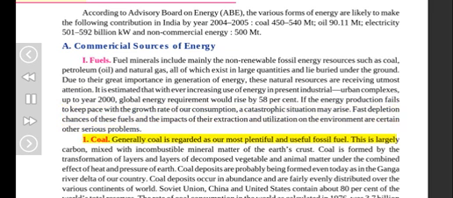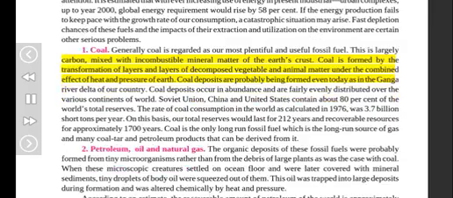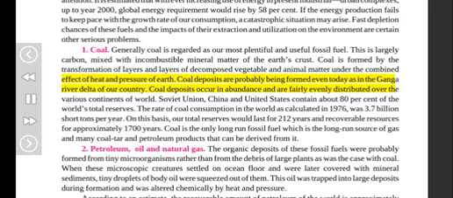1. Coal. Generally, coal is regarded as our most plentiful and useful fossil fuel. This is largely carbon, mixed with incombustible mineral matter of the Earth's crust. Coal is formed by the transformation of layers and layers of decomposed vegetable and animal matter under the combined effect of heat and pressure of Earth. Coal deposits are probably being formed even today as in the Ganga River delta of our country.